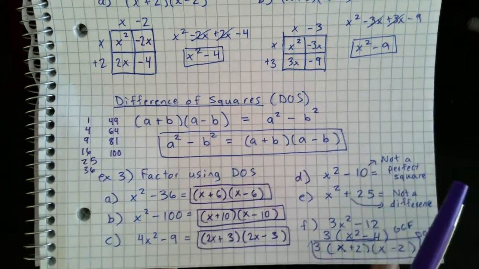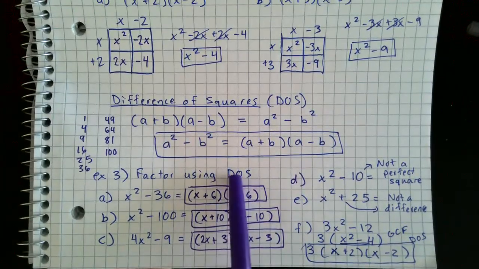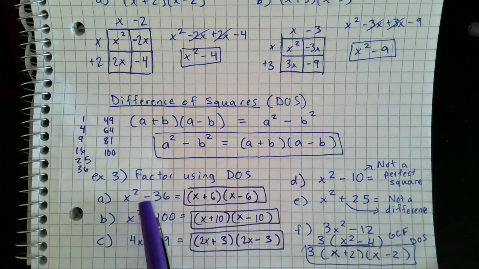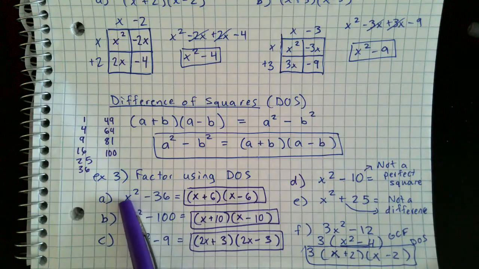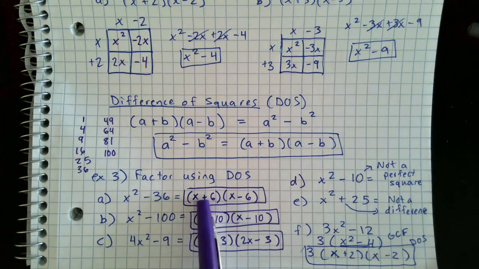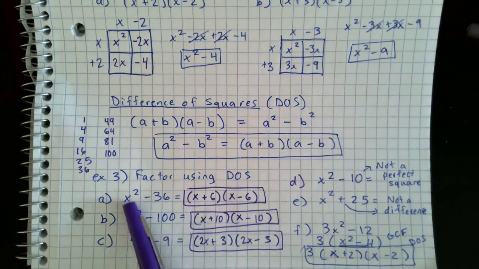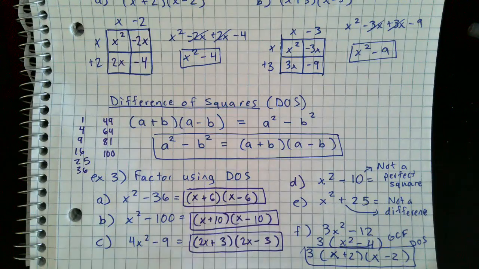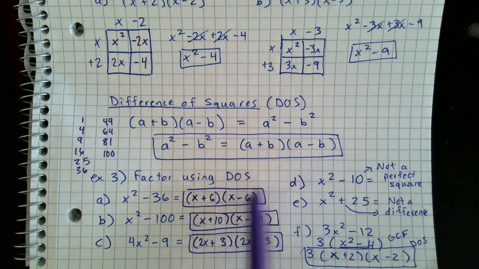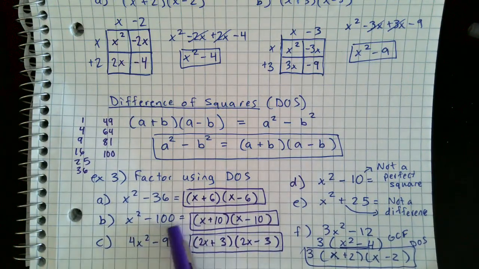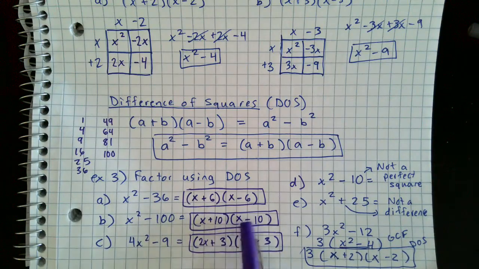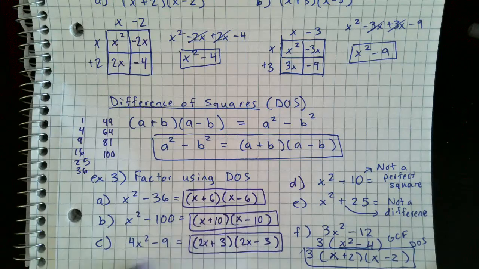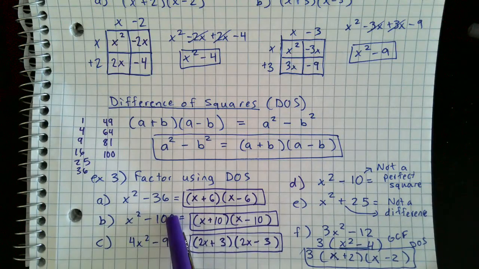So then we did some examples of factoring using the difference of squares. This is a difference because it's a minus sign. X squared, 6 squared, difference of squares. So you use the pattern. X times x is x squared. 6 times 6 is 36. And you put a plus minus using this pattern right here. Same thing with this one. X squared minus 100 is x plus 10, x minus 10. Because 10 times 10 is 100. You do a plus and a minus. This is a difference of 2 squares.